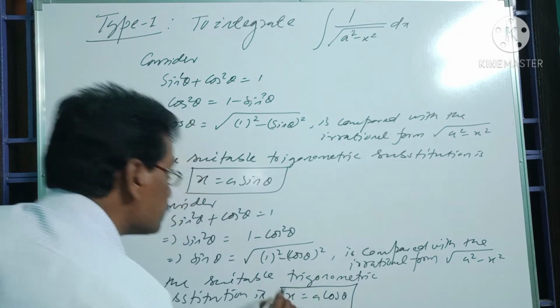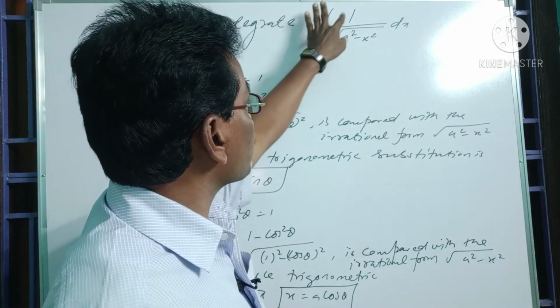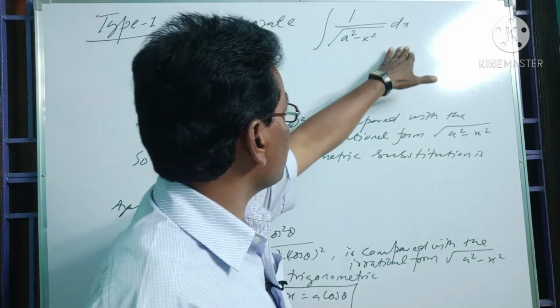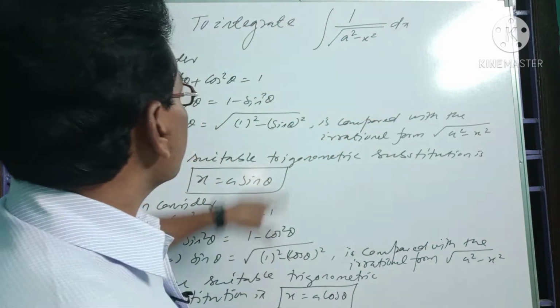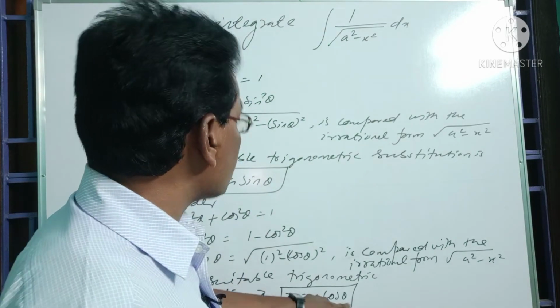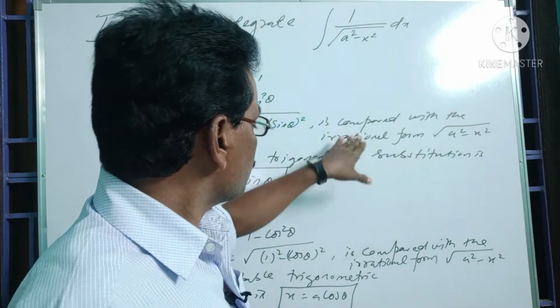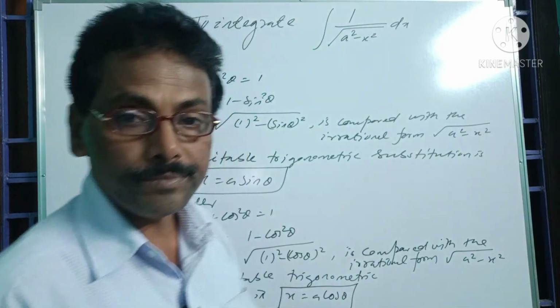So now see, to integrate the integral, that is integration of 1 by root of a square minus x square with respect to x, we can substitute in place of x, that is x is equal to a sin theta or x is equal to a cos theta, so that the non-standard integral can be transferred into standard form, so that it is easily integrable.